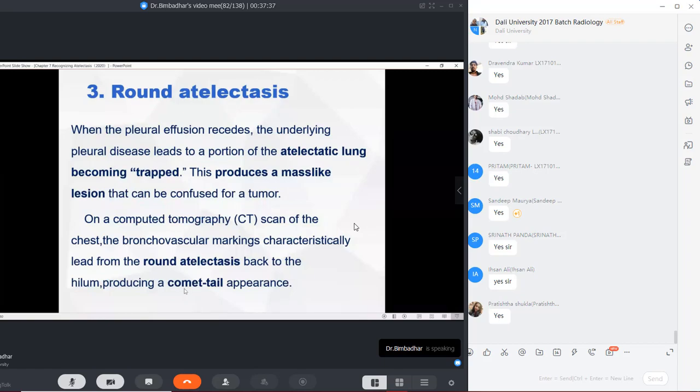Pleural tail sign is a characteristic feature of a mass, which has a relation to the surrounding pleural structures. But this is a comet tail sign, which has bronchovascular markings, whereas a mass does not have bronchovascular markings. That is the only difference here.